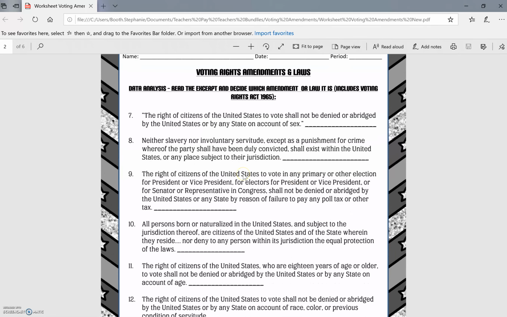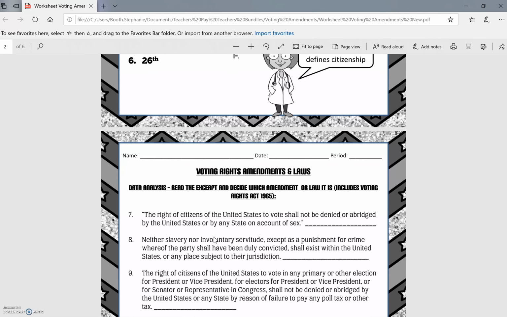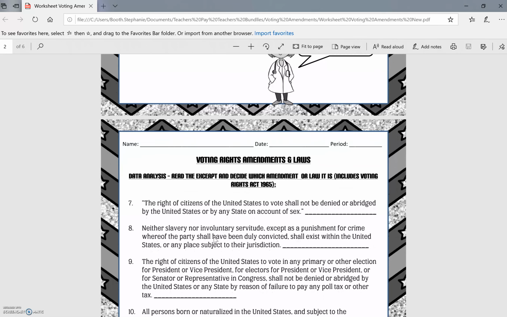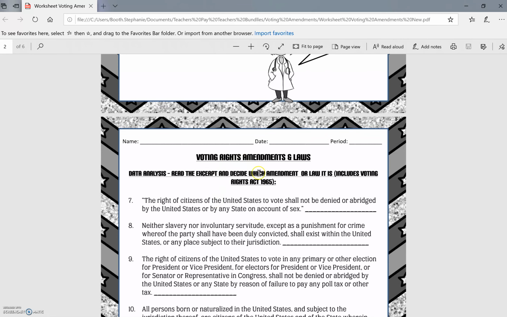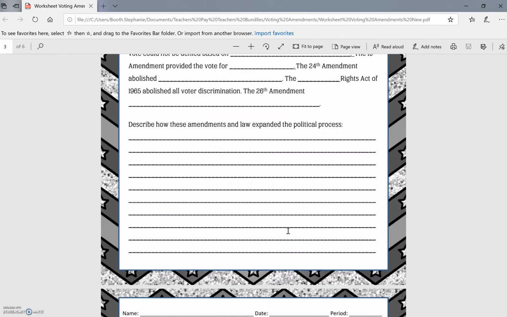You might have to pause the video, especially when we get to amendments, and read through these and figure out which one is connected to which one. So decide which amendment or law it is. It includes the Voting Rights Act of 1965, which we'll talk about. And then we're going to skip this one.